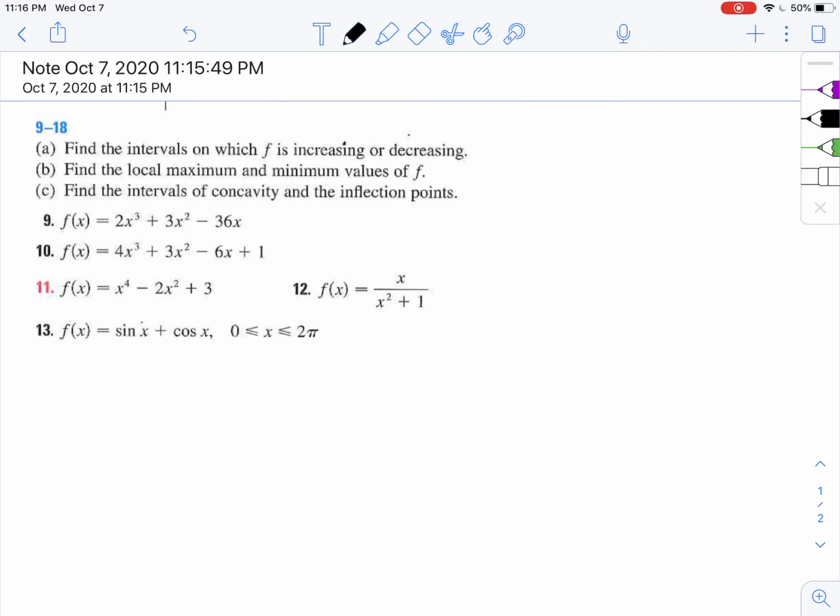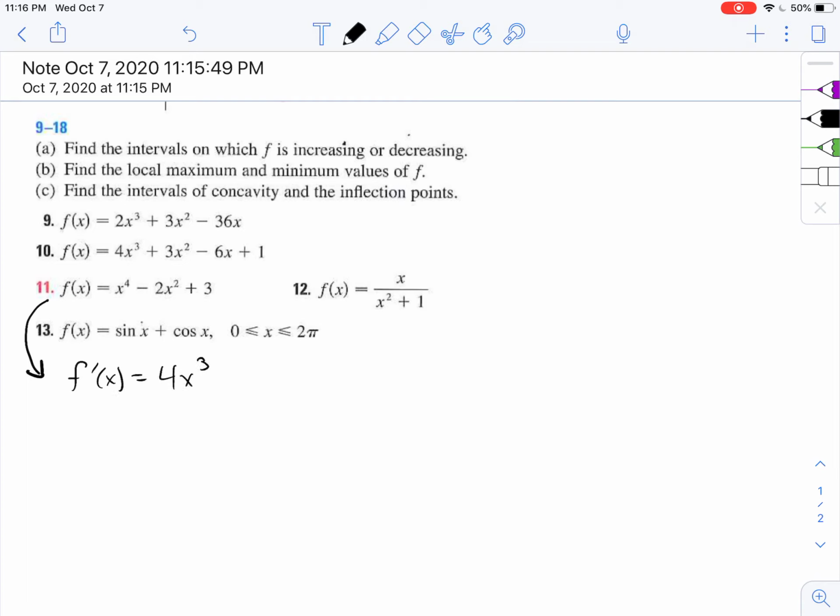So let's look at this 11. We've got this polynomial function, and it says find the intervals where it's increasing or decreasing, find the local max and mins, find the intervals of concavity and the inflection points. Okay, so to find the intervals where it's increasing and decreasing, we want to take the derivative.